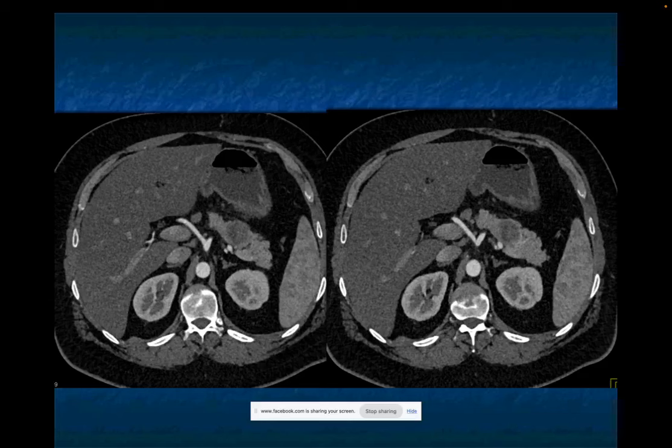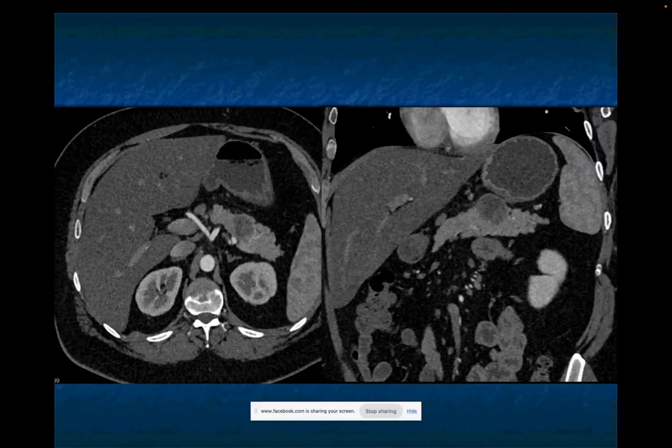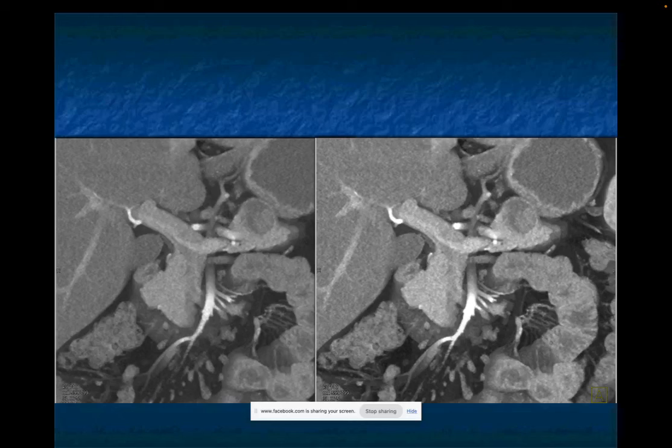Could it be an IPMN with dysplasia, which is why you don't see the wall sharply marginated? That's a thought. You can see it's somewhat exophytic, the way it's growing on the coronal views, and you have that soft tissue density there. So I've got the feeling I'm really going to have to stick with mucinous cystic neoplasm.